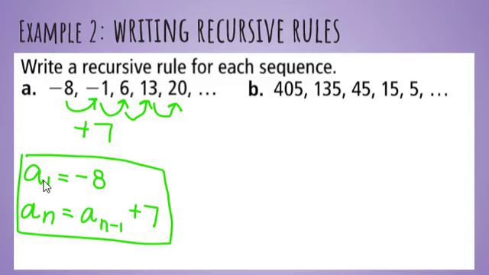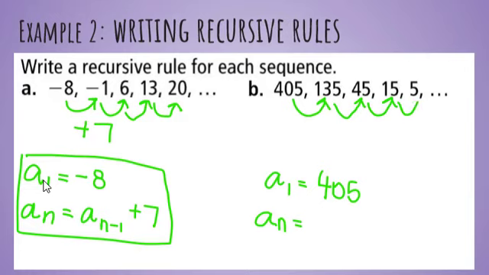So again, looking over here at B, we need to state our a sub 1, and we need to state our a sub n. So looking at your sequence, your a sub 1, your first term, is 405. So we're going to state that a sub 1 is 405. So then we need to determine what pattern is taking place here. How are we getting from one term to the next? You might notice that you're dividing by 3. Again, dividing by 3 is the same as multiplying by 1/3. So 1/3 is our common ratio.